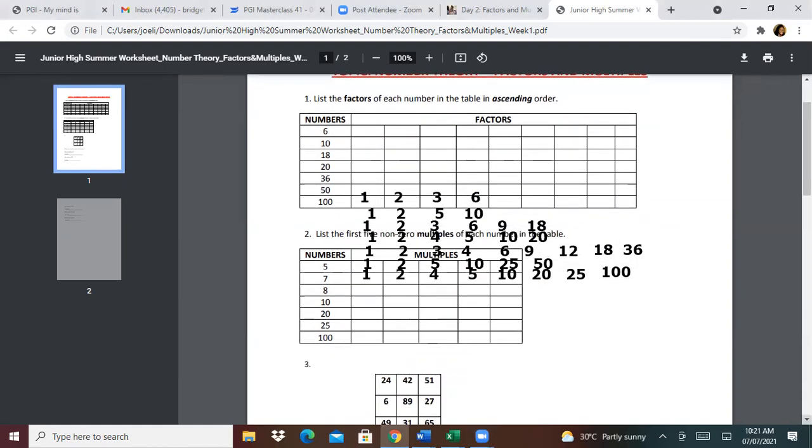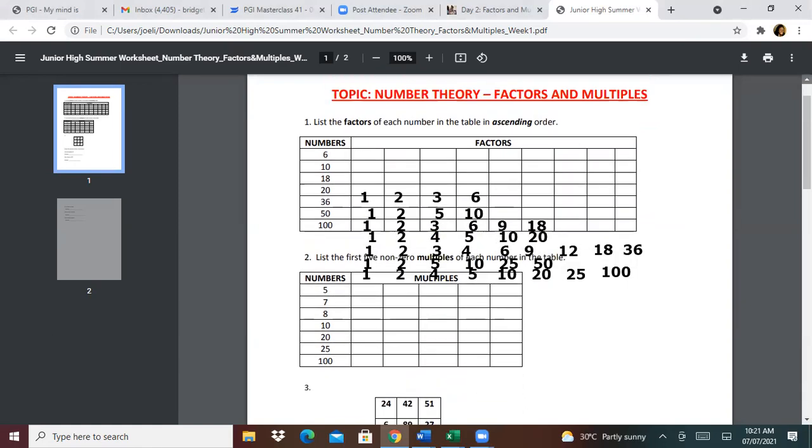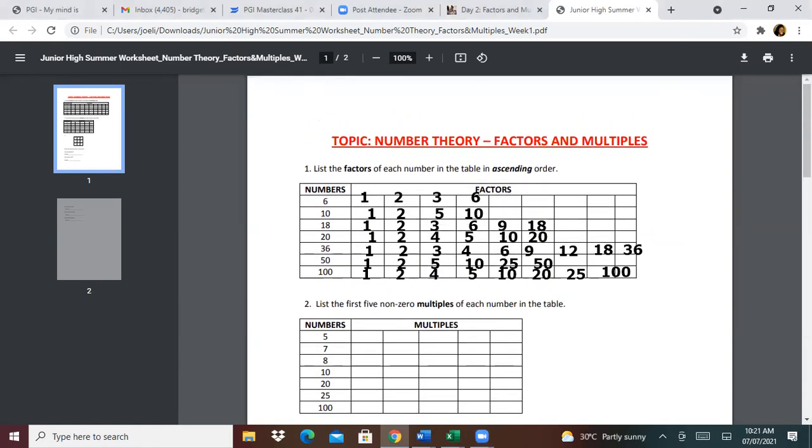Now, multiples are easier. Can anyone tell me what is a multiple? What's the definition of a multiple in your own words?